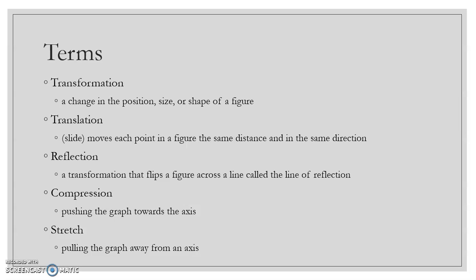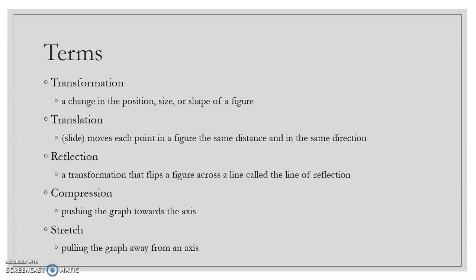The types of transformations are translations, reflections, compressions, and stretches. Now there are other types, but these are the ones we're focusing on here. A translation is a slide. It moves each point in the figure the same distance and in the same direction. A reflection is a transformation that flips the figure across a line called the line of reflection. A compression pushes the graph towards an axis, and a stretch pulls the graph away from an axis.